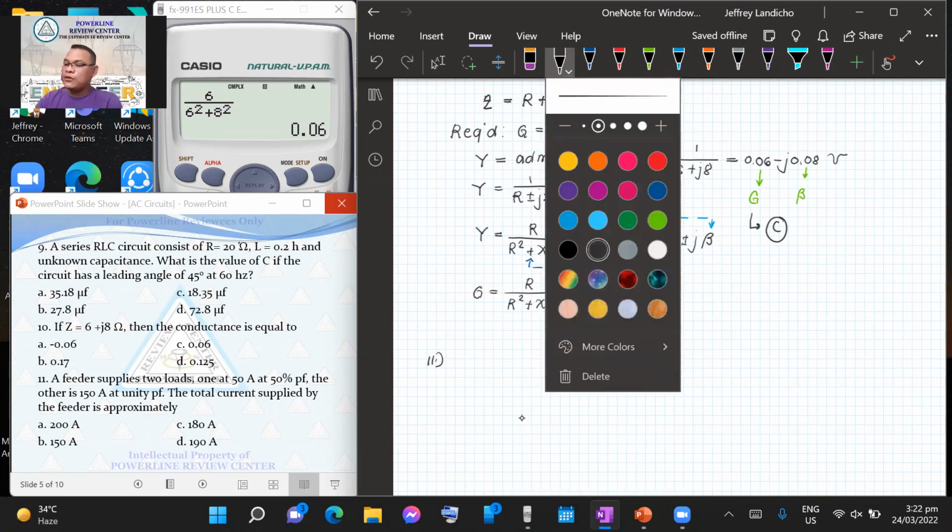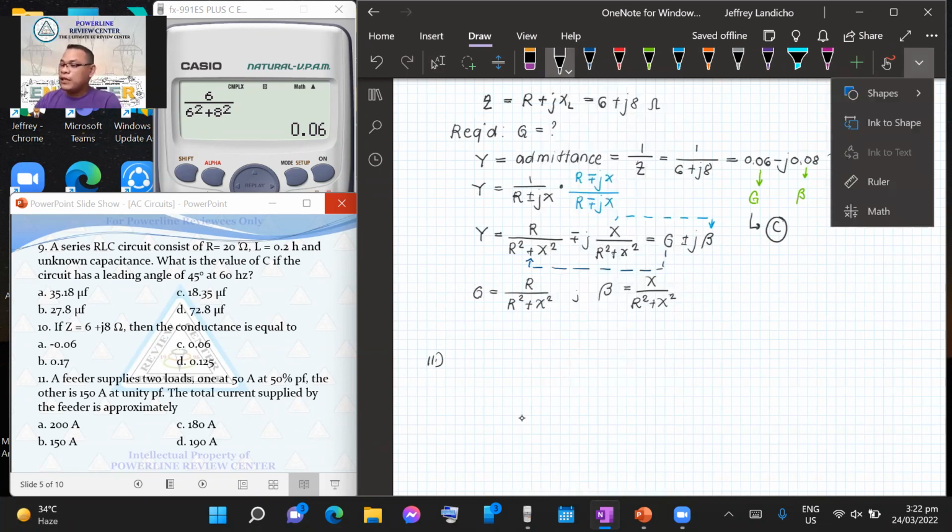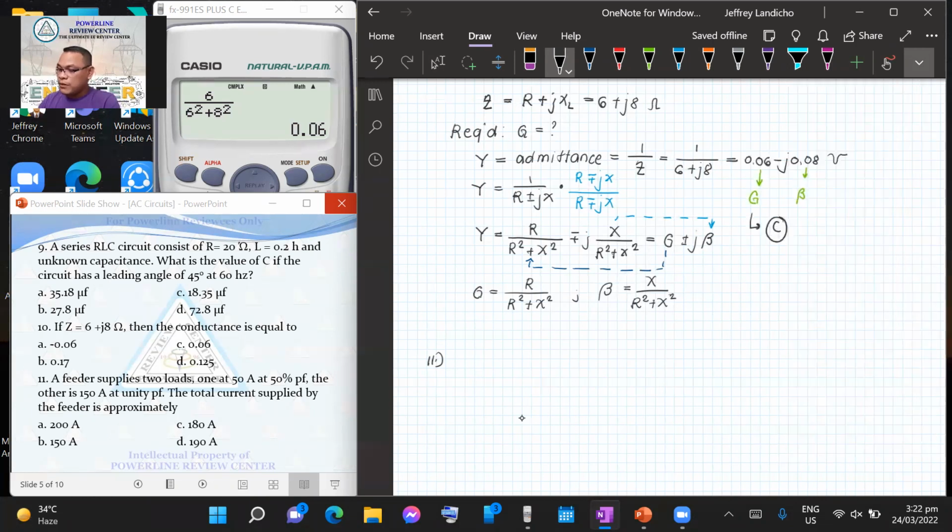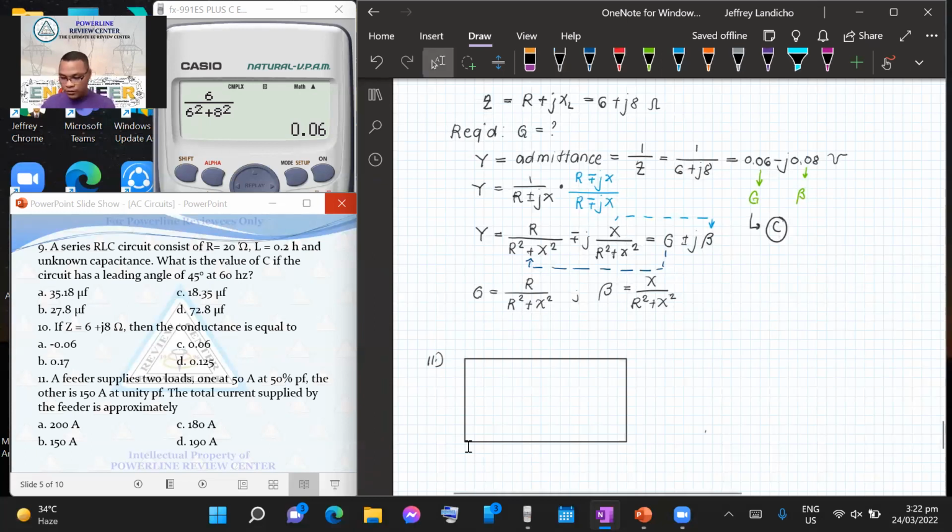So, anong klaseng load meron tayo? So, kapag inanalyze natin in terms of the power factor, sir, hindi po binanggit kung ano yung power factor, leading ba or lagging. So, ganito palagi ang assumption. Kapag walang binanggit kung anong klaseng power factor yan, let's say itong si 50%, hindi binanggit kung leading or lagging yan. So, palagi ang assumption, it is what? Lagging.